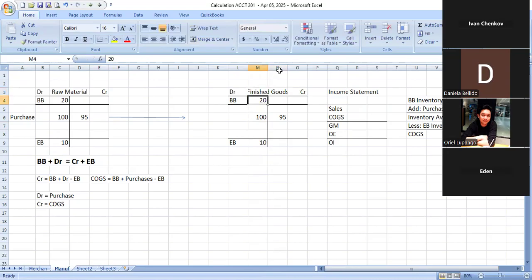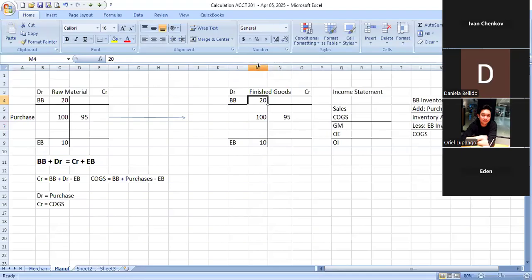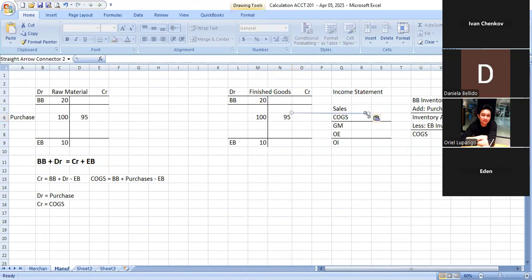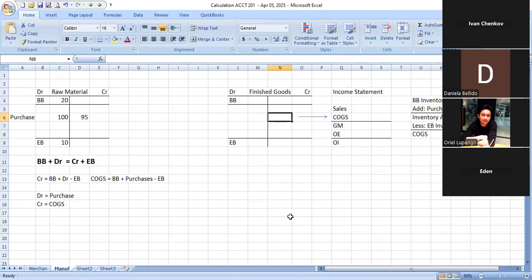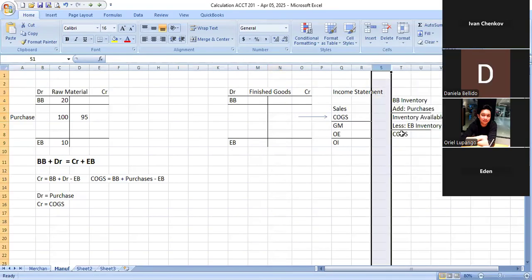And the finished goods are the ones that we're going to sell. Make sense? So in this case, the cost of goods sold is not going to come from the inventory account. Still going to be inventory account, don't get me wrong here, but the account name will be finished goods. So from finished goods, we're going to get cost of goods sold. Let's delete those numbers. We're going to plug some numbers later. And that's how we're going to get our cost of goods sold.